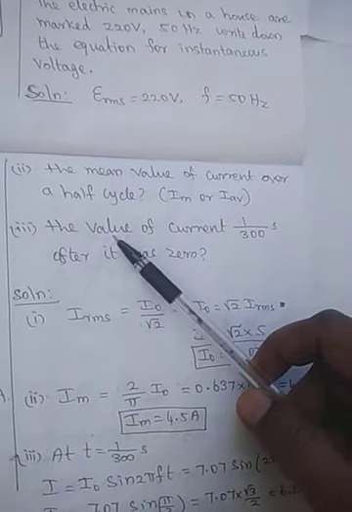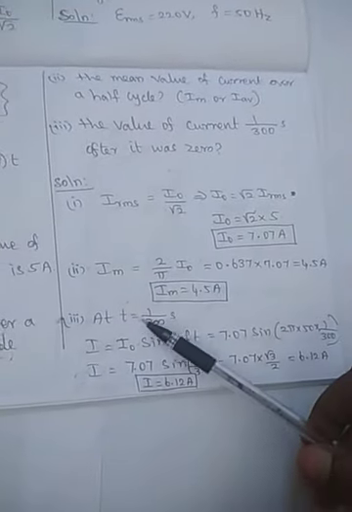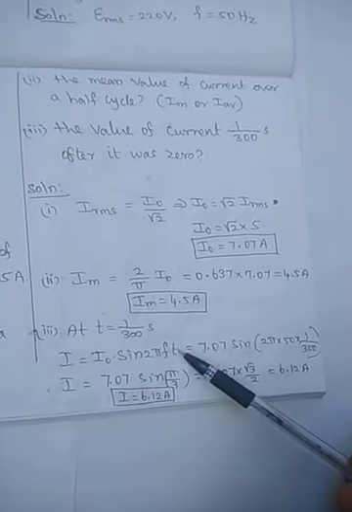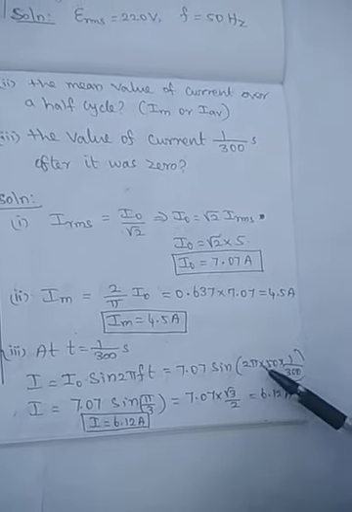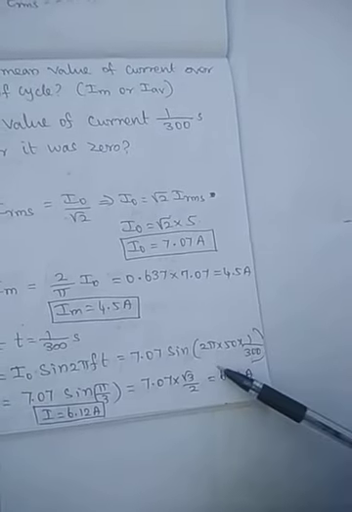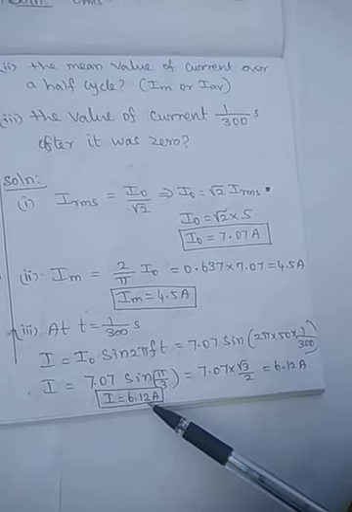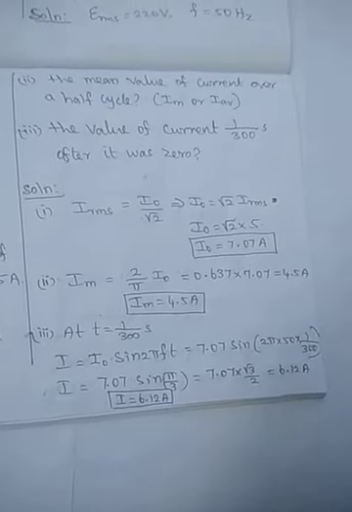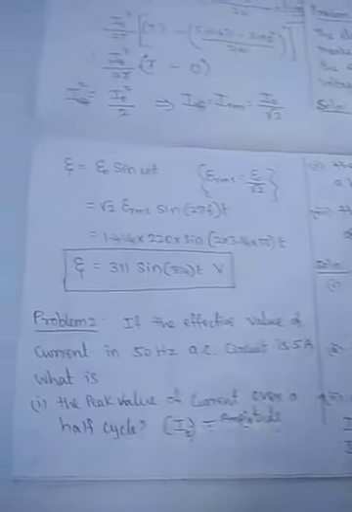Then the next one: the value of the current 1 by 300 second after it was 0. So at this time, what is the current value? I is equal to I naught sin 2 pi f t. So I naught value is 7.07, sin 2 pi, f value is 50 hertz given in the question itself, then t value is 1 by 300. Substituting these values, we arrive at the solution I is equal to 6.12 ampere. So this is the current value after 1 by 300 second. So very simple problems based on the average values.